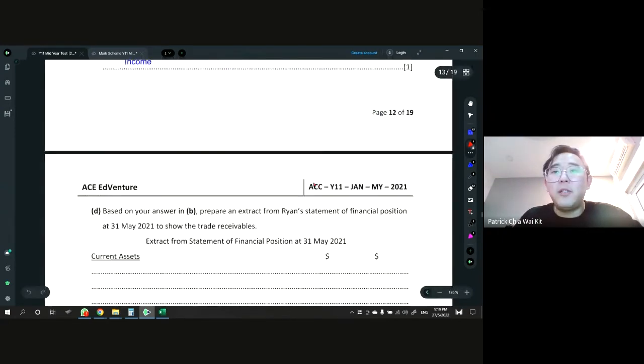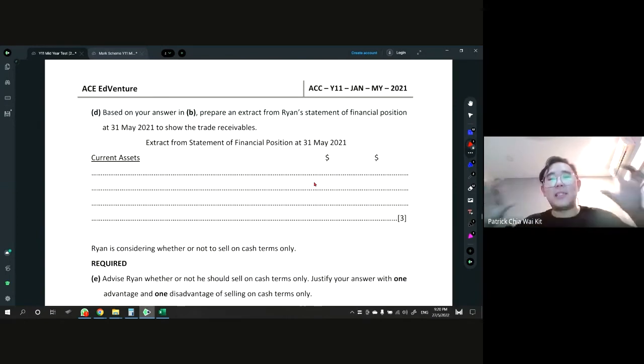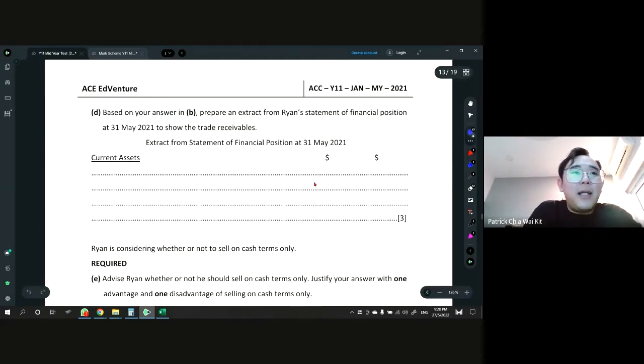Next one, let's continue. Based on your answer in B, prepare an extract in the SOFP. So extract is a small part of the SOFP. How to show this? We have to show a few things. Under current asset, first thing first, we have our trade receivable. Our trade receivable is here. What happened is there is a bad debt, so I cannot just straight away show the TR value.